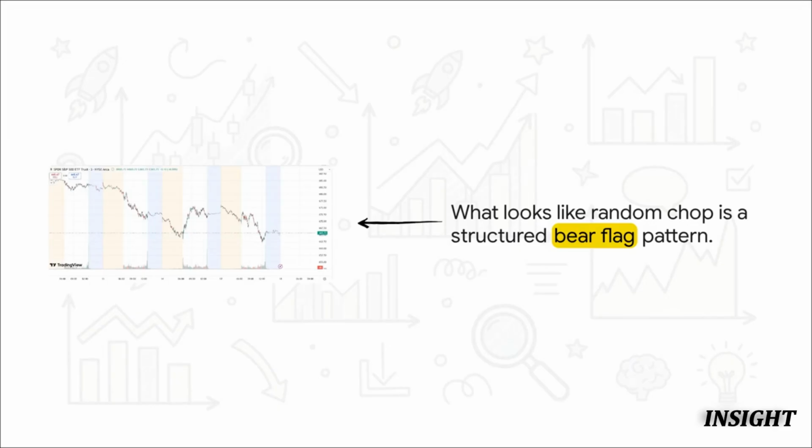And this is just a perfect example of how analysts find order in what looks like chaos. What seems like random, choppy movement is actually a very structured pause. A clear bear flag pattern forming right underneath that critical 66.50 resistance level.